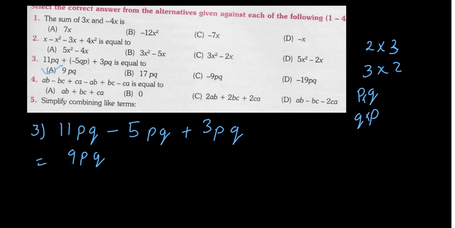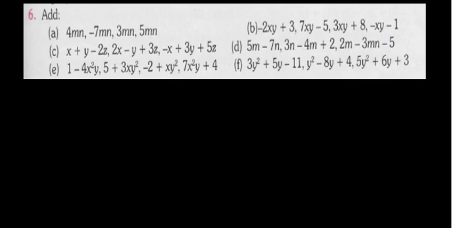Now next one, AB. There is minus AB, so AB minus AB will become 0. Then this is minus BC and there is plus BC, so minus BC plus BC again becomes 0. Then we have plus CA and minus CA again becomes 0. Your answer will be 0. Okay, then we will move on to the next question.